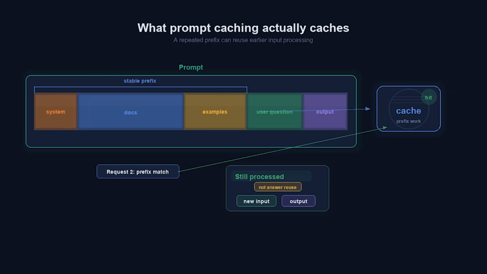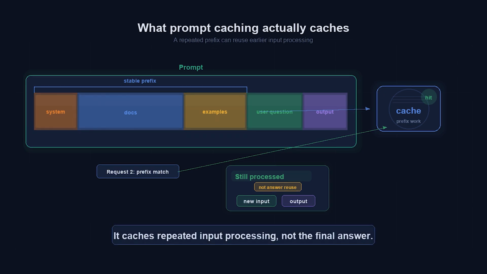If those tokens appear again in exactly the same order, the provider may reuse internal computation from the previous request. The model still needs the context, but it may not need to recompute every intermediate representation from scratch. That reused computation is the cache. So what prompt caching says is we have already processed this exact prefix before, so we can reuse part of that work needed to understand it. That distinction is important. Prompt caching caches repeated input processing.